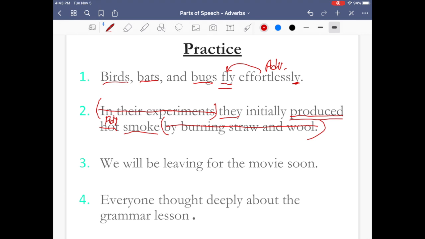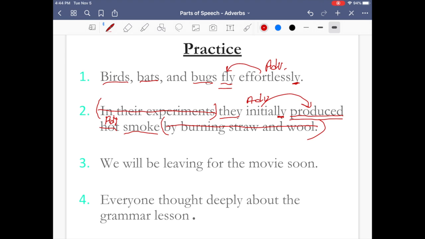What's left is initially. It has that ly, which is handy. But also we should ask ourselves, is it answering any of our questions? And in this case, it is. It's saying, when did they produce hot smoke? Well, at the start, they produced hot smoke. So this is our adverb.